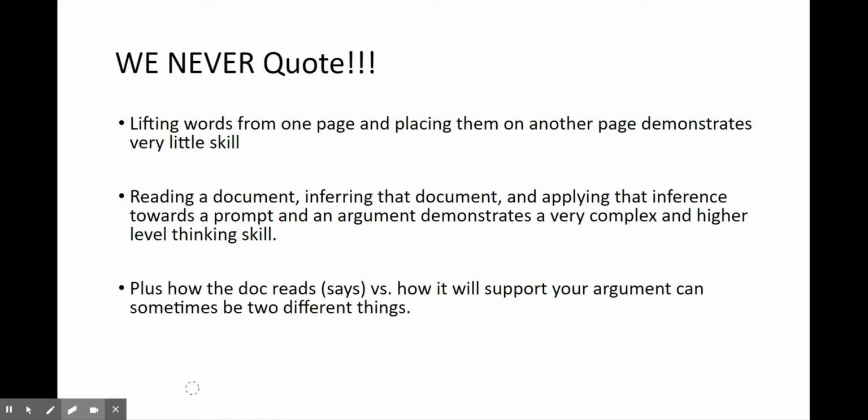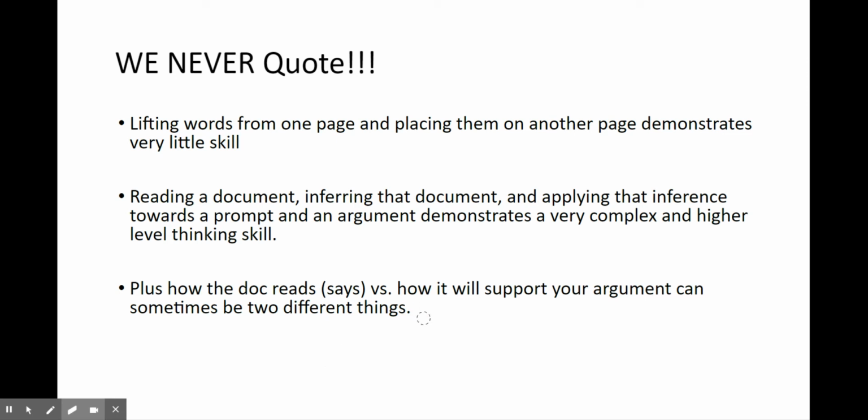How the doc reads versus how it will support your argument can sometimes be two different things. You're going to see that in just a second. Document one is a total answer to the question. He's for it. He creates the Tanzimat reforms. He's reforming, so his approach is to reform. Document two, he starts talking about how the Chinese were a complete mess. And then you've got to just keep reading it to figure out, okay, so what's his approach? So if you just describe document two, you're going to be off, and you're not getting your point.